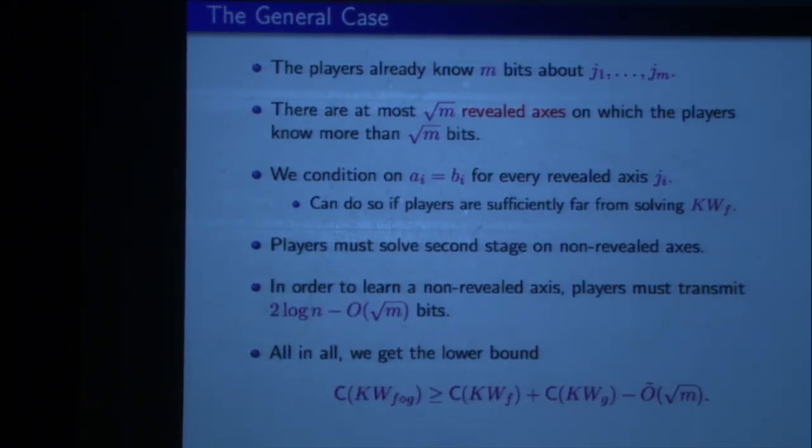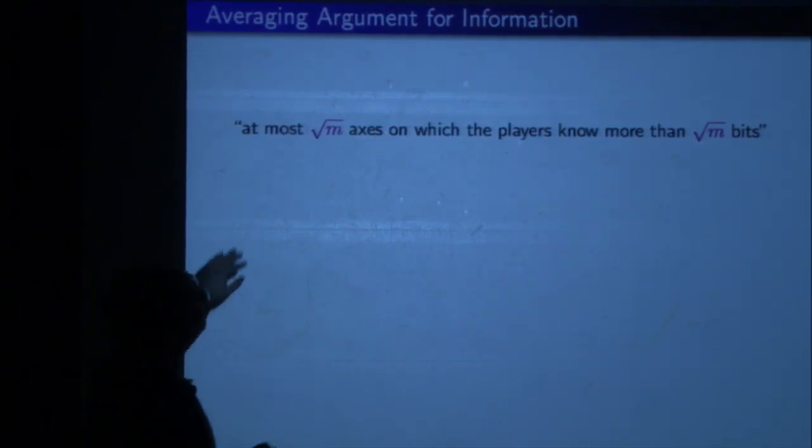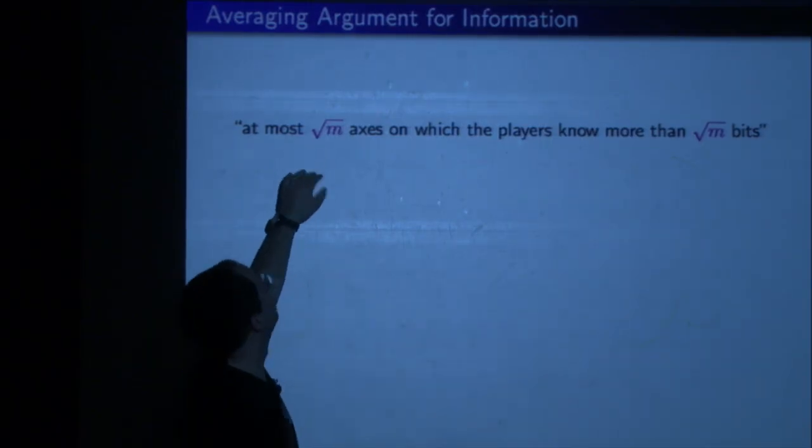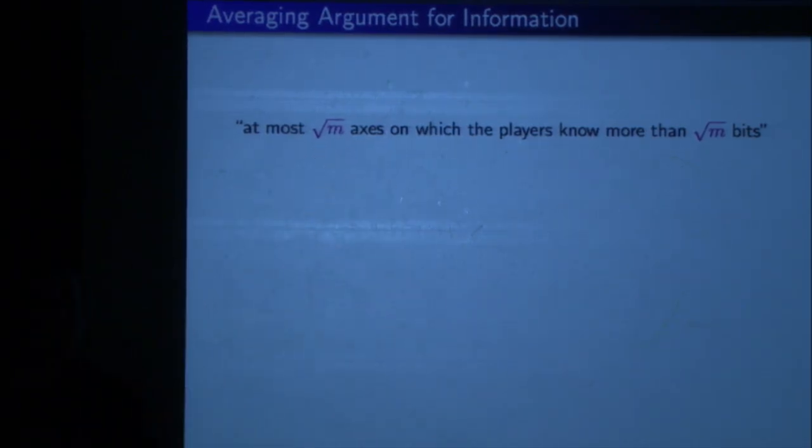So in the few minutes I have, I'll just say a few words on some interesting lemmas that we prove along the way. I said that we are doing an averaging argument and saying that there are at most square root m x's on which they know more than square root m. Now, I said it as if it's easy, but actually it's not.